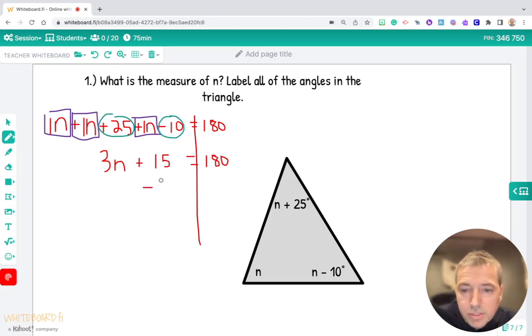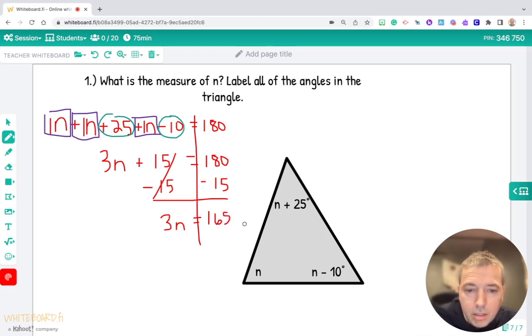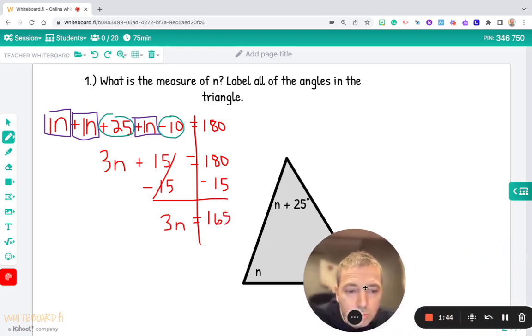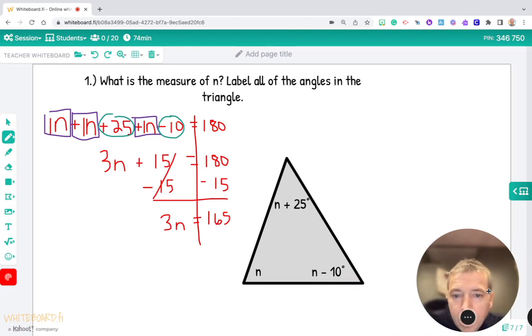To get rid of this positive 15, I'm going to subtract 15 on both sides. Remember, I'm trying to get n by itself. This cancels out. Bring down my 3n. 180 minus 15, well, that's 165. And then I'm going to divide both sides by 3. And 165 divided by 3 is 55. So 55 degrees. So I know n is 55 degrees.